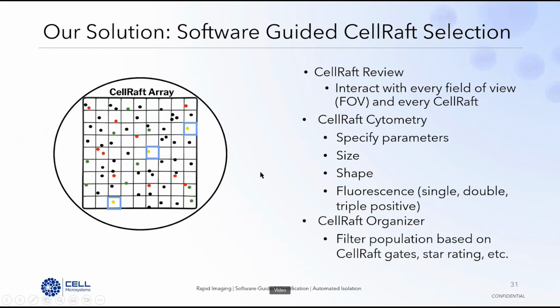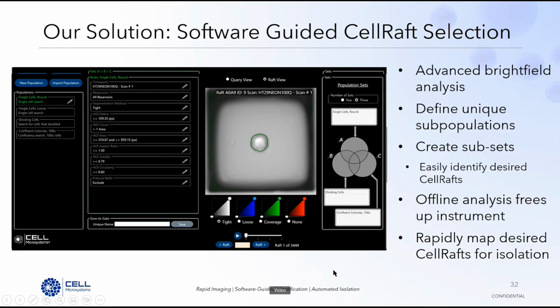Once you've narrowed that population down, you can use CellRaft Organizer, which allows you to filter these populations based on any other criteria that you might like. To show you what that software looks like, here's a screenshot of the GUI from inside of the software. It uses advanced bright field analysis to identify cells of interest, meaning you don't have to have a fluorescent label to identify your cells. It allows you to define unique subpopulations shown here on the left that are user-defined and specifically tailored to your cell or application of interest.